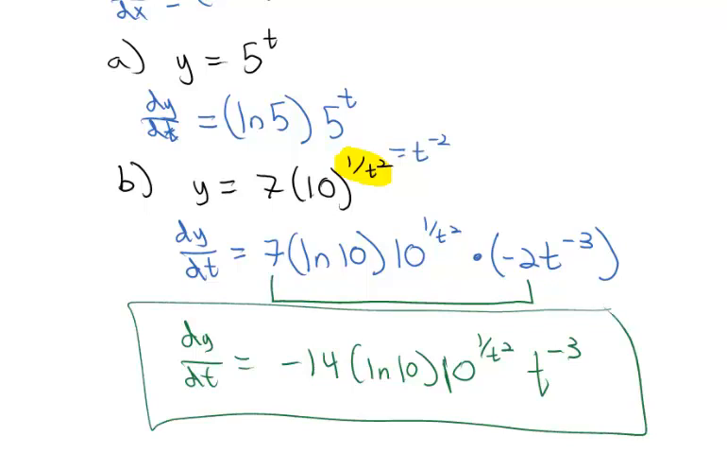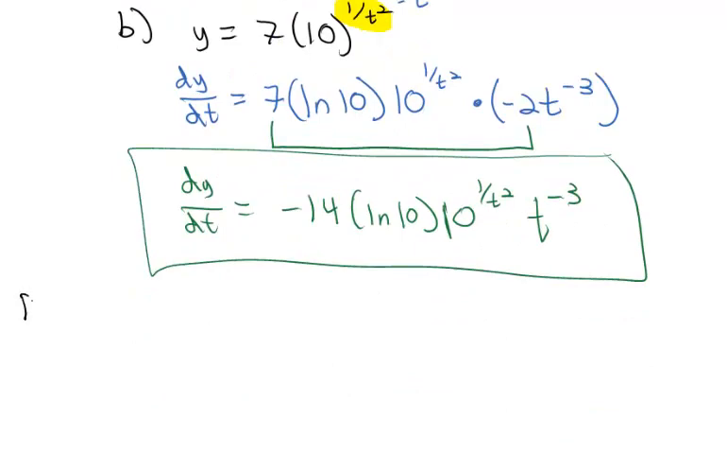So that's how we take the derivative of exponential functions. We take the natural log of the base times the exponential function itself, a to the t. It just so happens with e to the x, the natural log part goes to 1, and so the derivative of e to the x is just e to the x.